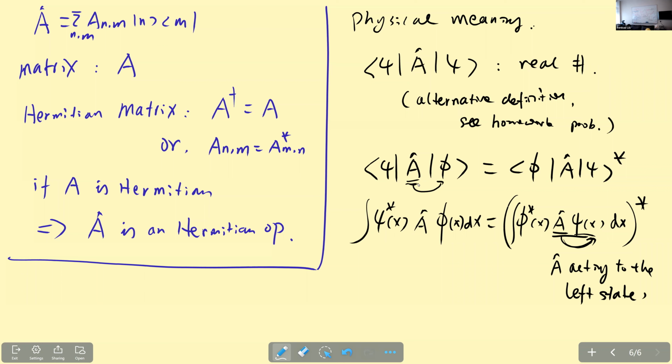But you need to take the complex conjugate. And if these two are the same, and then we say that this one is emission, okay. So this one is equivalent to this one, is equivalent to this one, is equivalent to this one, and is equivalent to this one, okay. All these four definitions are equivalent. And the physical meaning is that we want to have an operator that has real expectation values, okay.